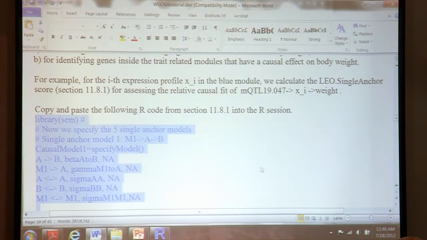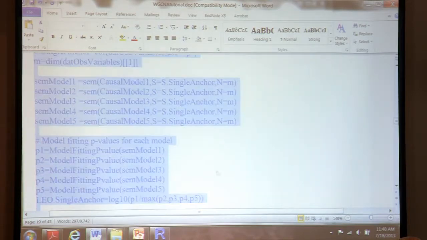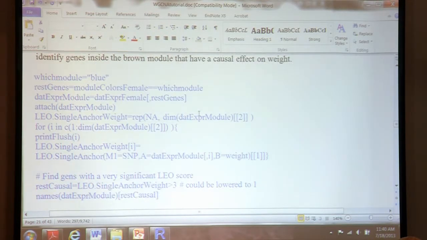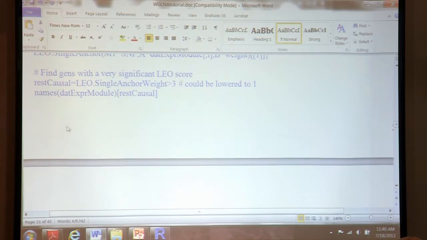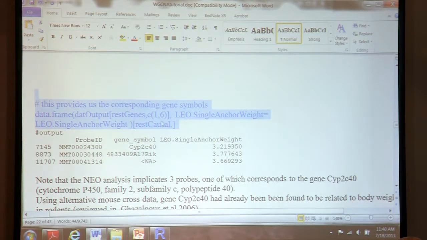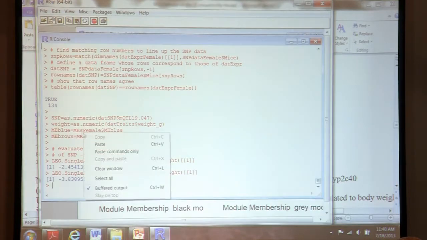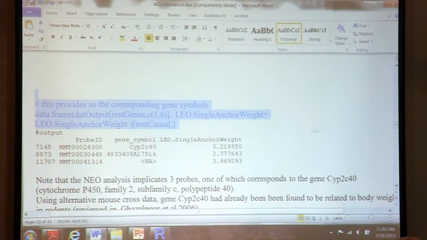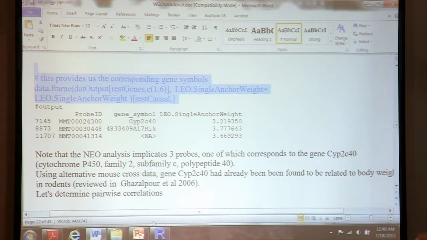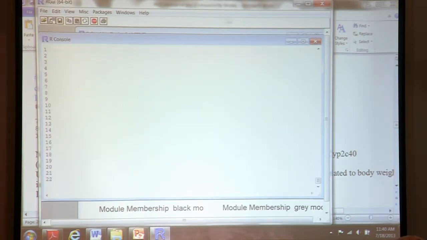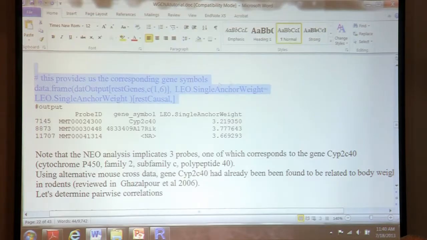However, the module was comprised of hundreds of genes, and as I said, a more meaningful analysis perhaps is to restrict the attention to all the genes inside the blue module and to evaluate which of the genes in the blue module show a causal relationship with mouse body weight. And so now this R code evaluates every gene. It will take a couple of minutes.